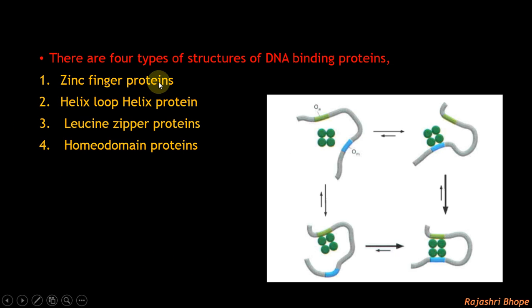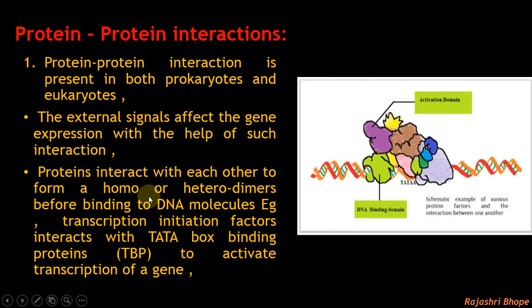These are four types of DNA binding proteins: zinc finger, helix loop helix, leucine zipper protein and homeodomain proteins. You need not remember this. These are the proteins which have two domains. One is the activation domain and one is the DNA binding domain. The activation domain binds with another protein, and the DNA binding domain binds to a specific sequence.